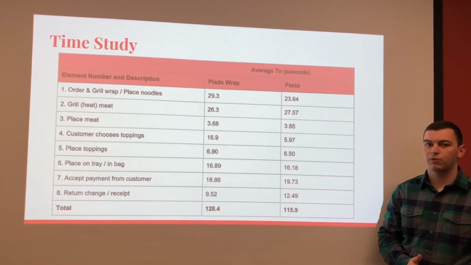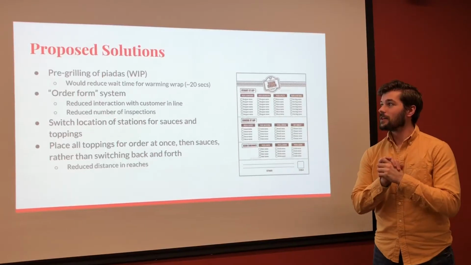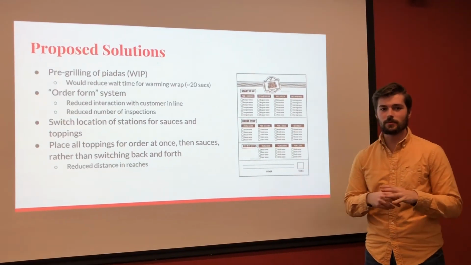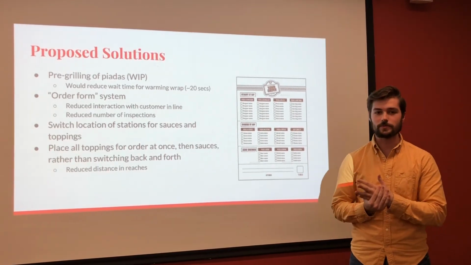These were average times taken from 10 cycles, and the average total normal time for Piadas was 128.4 seconds, and for pasta, 115.9 seconds. So from all this analysis, we were able to construct a few proposed solutions. We actually came up with 4 specifically.